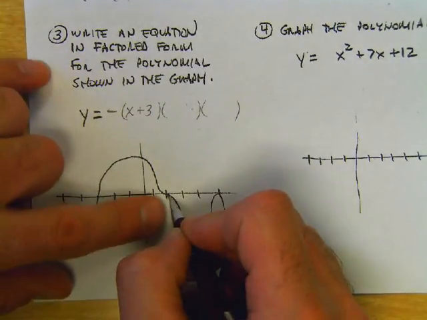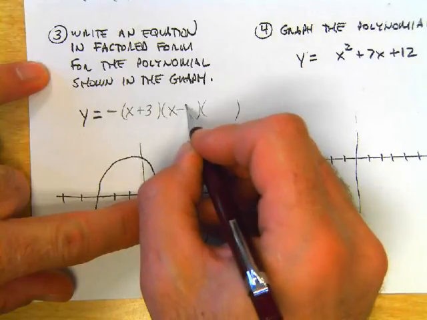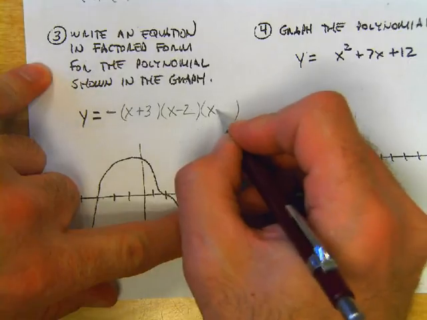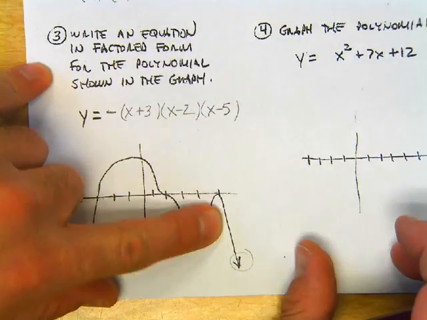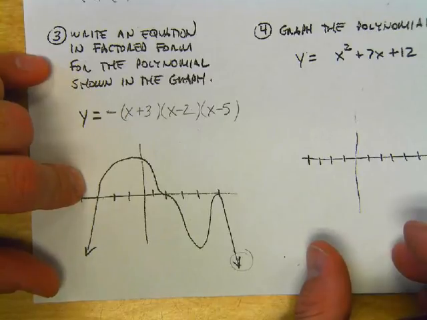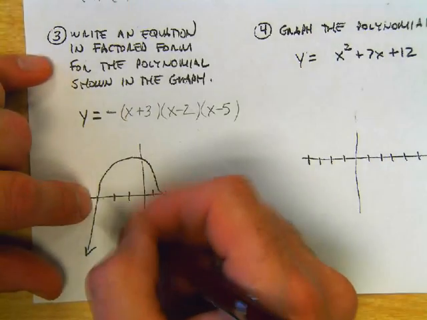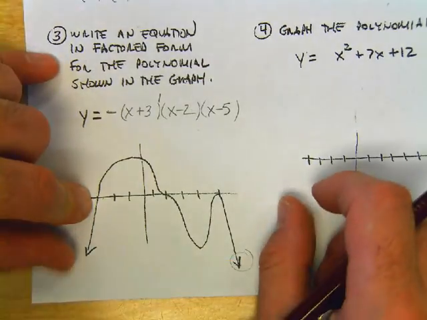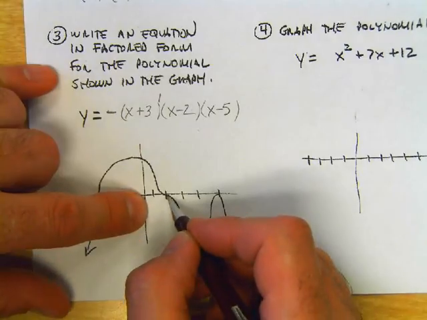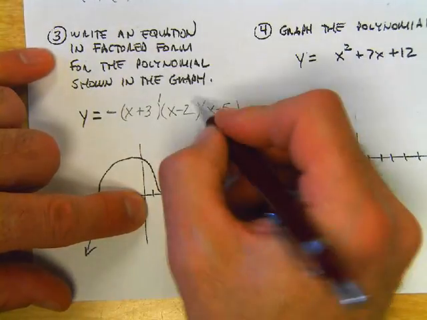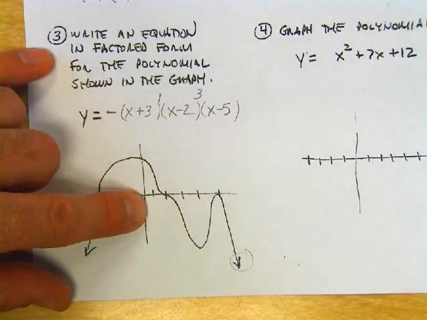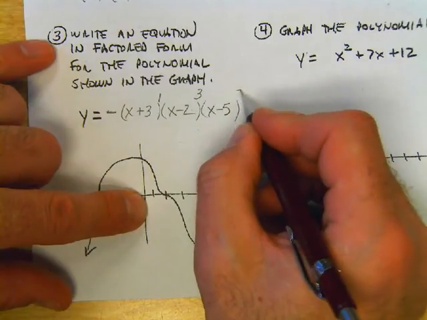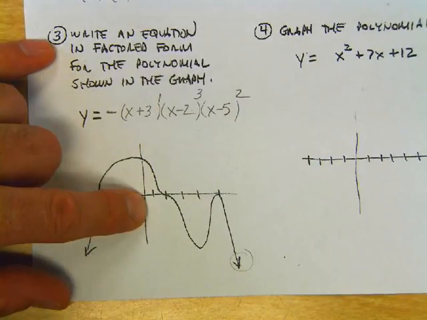We're at positive 2, so this would be opposite sign, minus 2. And this is at positive 5, so it would be at negative 5. Now we have to get the multiplicities. At root negative 3, the polynomial goes straight through, so the multiplicity or exponent is 1. At the root positive 2, it's a change in curvature, so the multiplicity or exponent is 3. And at root 5, it touches and bounces, so its multiplicity or exponent is 2. Okay?